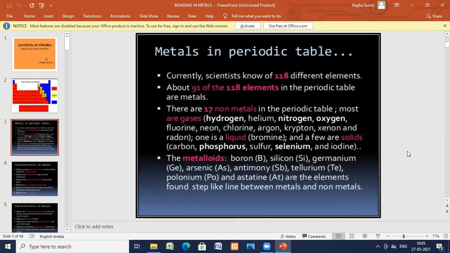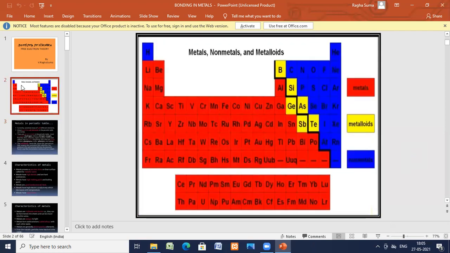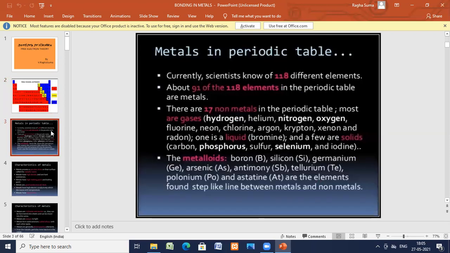Currently, scientists have discovered 118 different elements in the periodic table. Of these 118 elements, 91 are metals, and 17 are non-metals.